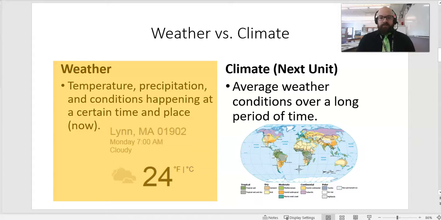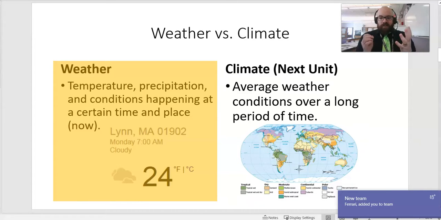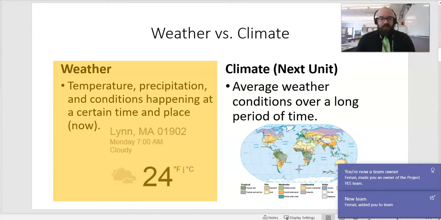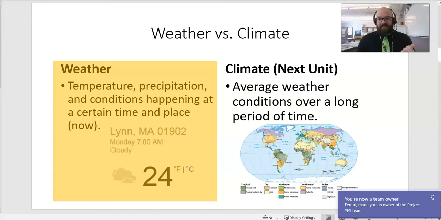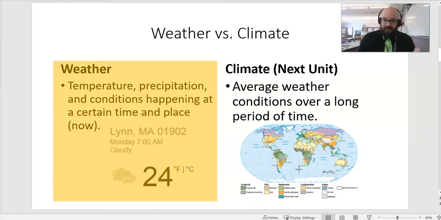Climate, on the other hand, is the average weather conditions over a long period of time. An example of climate would be, the climate in Lynn is that we have very cold winters and very warm summers, and our spring and fall is moderate. It's predictable over a period of 20, 30 years, sometimes even more. So again, weather is happening right now in a specific time and place. Climate is a region over a long period of time.